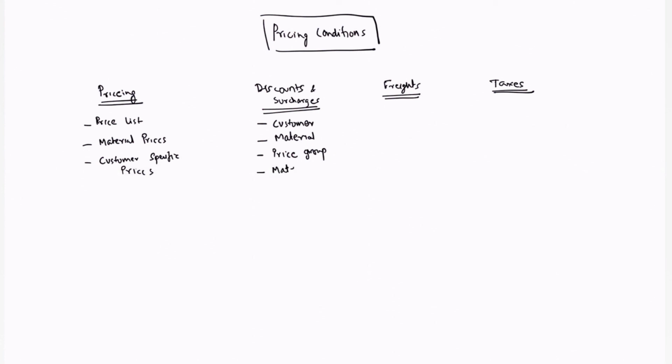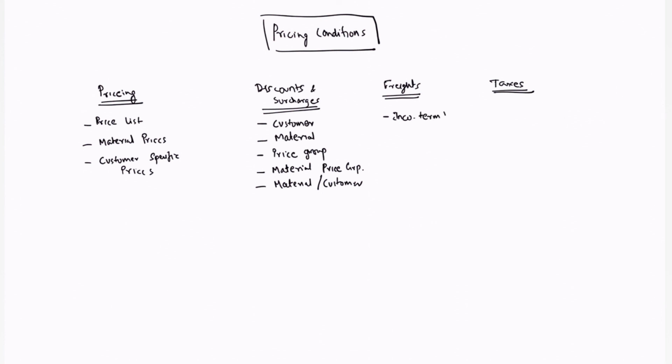Or we could have a material price group. They are groupings, and we could use them for discount and surcharge calculation. Or it could be a material combination with customers. So it could be a combination of material and a given customer. So these are some of the examples. You could go beyond that.